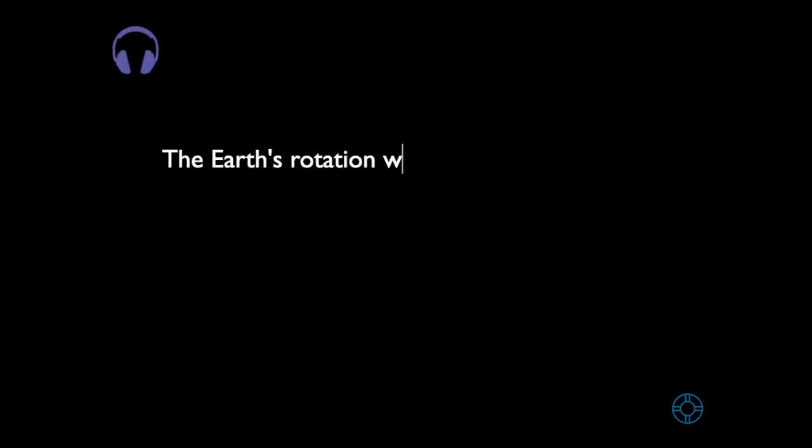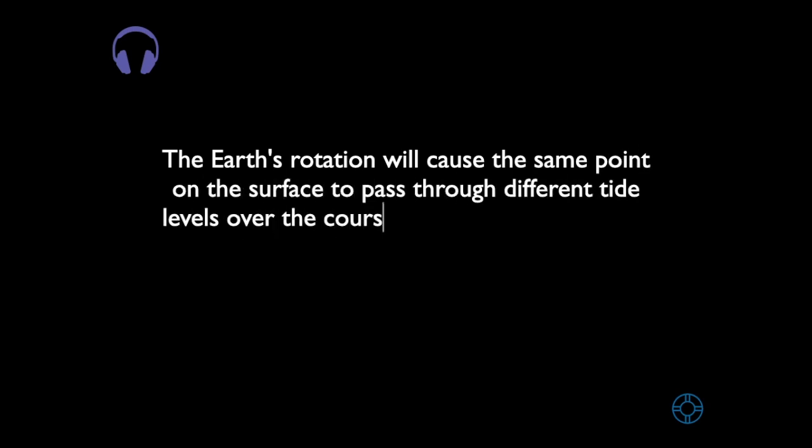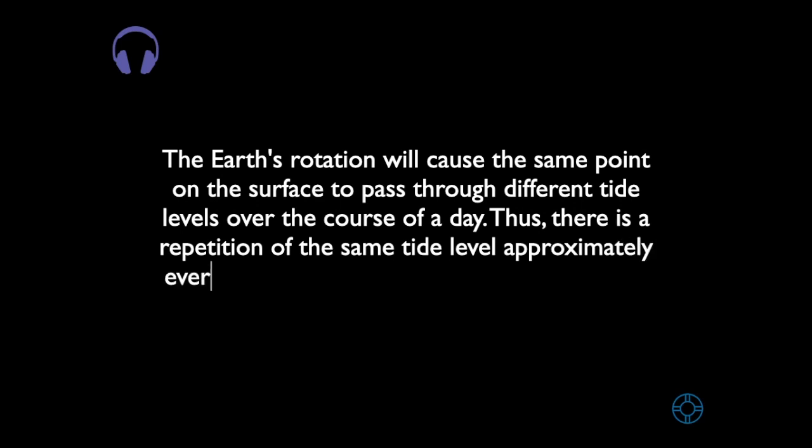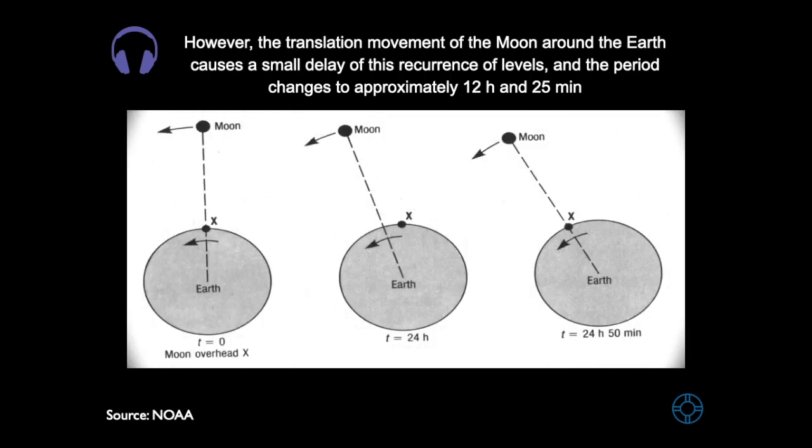The Earth's rotation will cause the same point on the surface to pass through different tide levels over the course of a day. Thus, there is a repetition of the same tide level approximately every 12 hours, what we call a semi-diurnal tidal cycle, since its period is half a day. However, the translation movement of the moon around the Earth causes a small delay of this recurrence of levels, and the period changes to approximately 12 hours and 25 minutes.